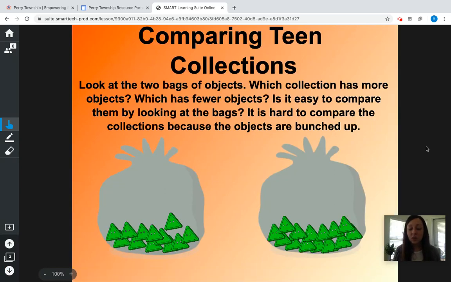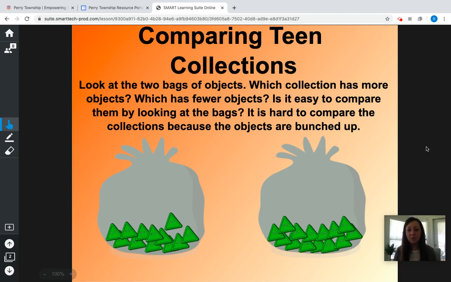So we are going to compare teen numbers. So let's look at these two bags of objects. Which collection has more objects? So if you just look real quickly, can you tell which one has more objects? It is kind of hard to tell, isn't it? When they're all bunched up like that, it can be kind of hard to tell. Can you tell which one has fewer? Which one do you think?